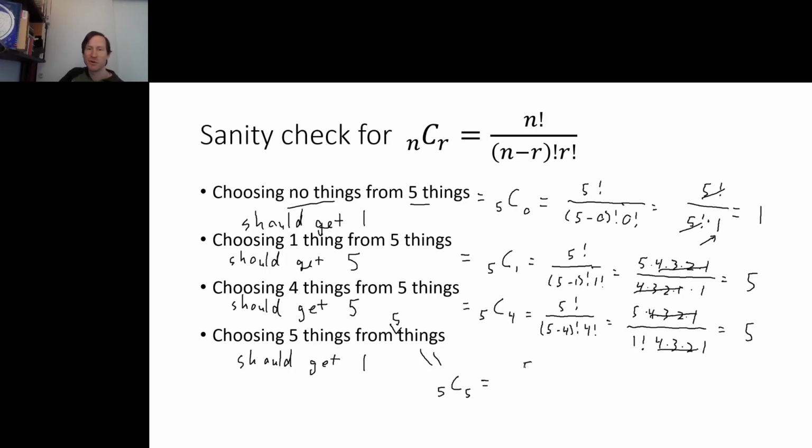And according to our formula, that's 5 factorial over (5 minus 5) factorial times 5 factorial. The 5 factorials cancel, and you're left with 1 over 0 factorial, but 0 factorial is 1, so we do get 1. So you can see in all of the cases where we have some good intuition about what this formula should produce, this formula does give us the correct thing. So now that we trust this formula a little bit, let's see what we can do with it.